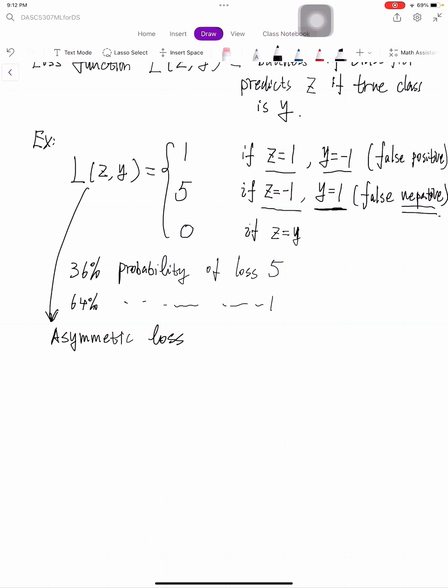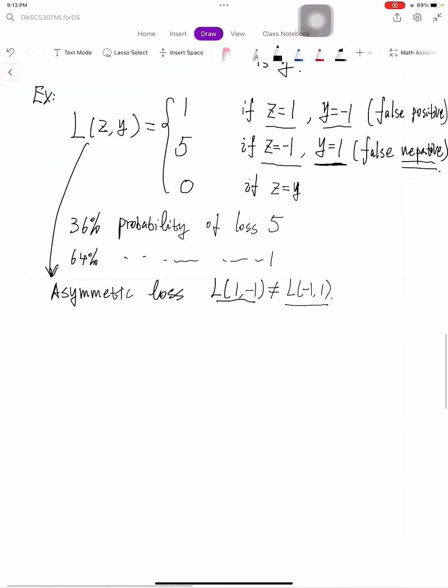Such a loss function is called an asymmetric loss function, which means for the false positive and false negative, we don't assign the same value. So it's asymmetric. For the symmetric loss function, it is the same: we give the same value for the false positives and false negatives.